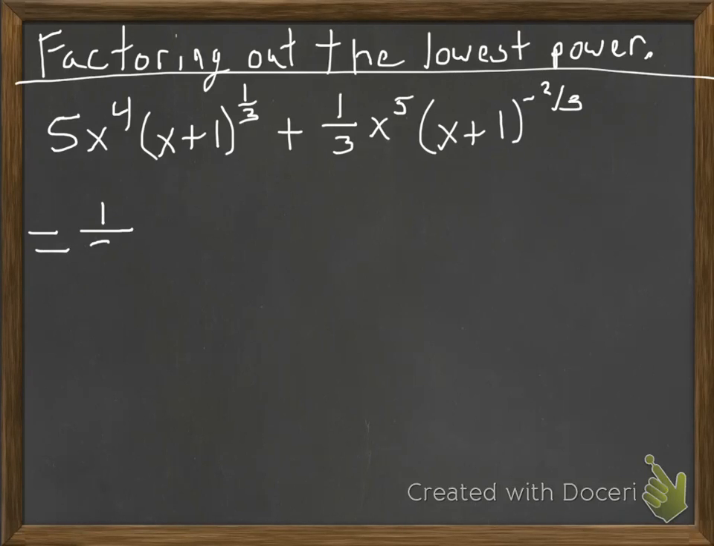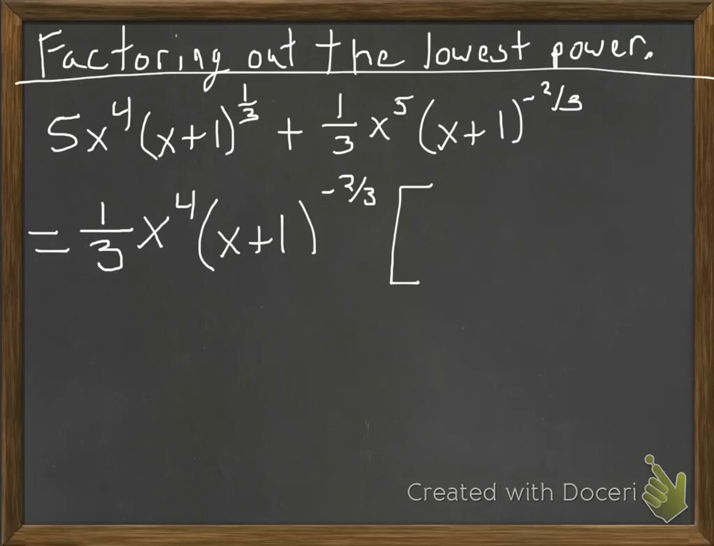to negative two-thirds. Okay? And what's going to happen first is we don't really want that fraction hanging out, so we're going to go ahead and factor that one-third out. And let's see, we have x to the fourth in common, so we're going to factor out an x to the fourth. And then we're going to factor out the lowest power of the x plus ones, and that's to the minus two-thirds, so we're going to factor out an x plus one to the minus two-thirds. Okay?